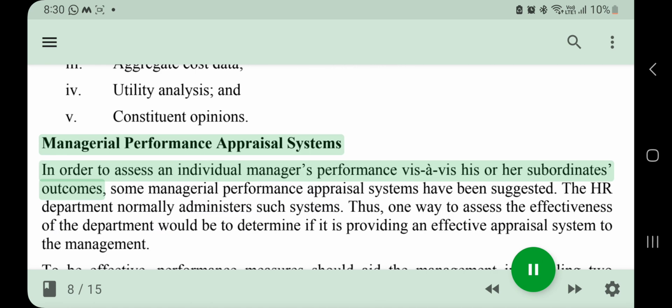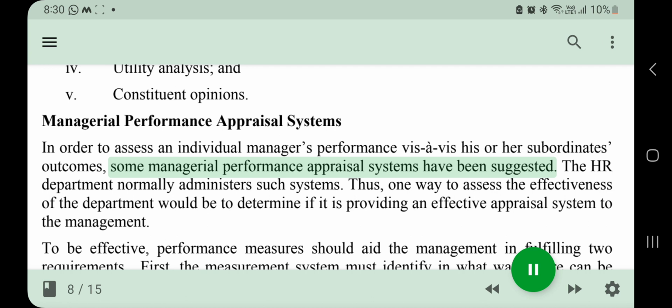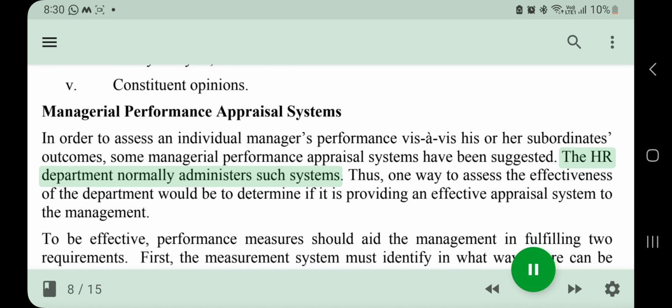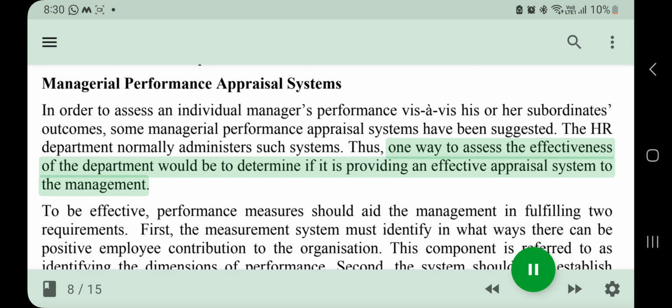In order to assess an individual manager's performance vis-a-vis his or her subordinates' outcomes, some managerial performance appraisal systems have been suggested. The HR department normally administers such systems. Thus, one way to assess the effectiveness of the department would be to determine if it is providing an effective appraisal system to the management.